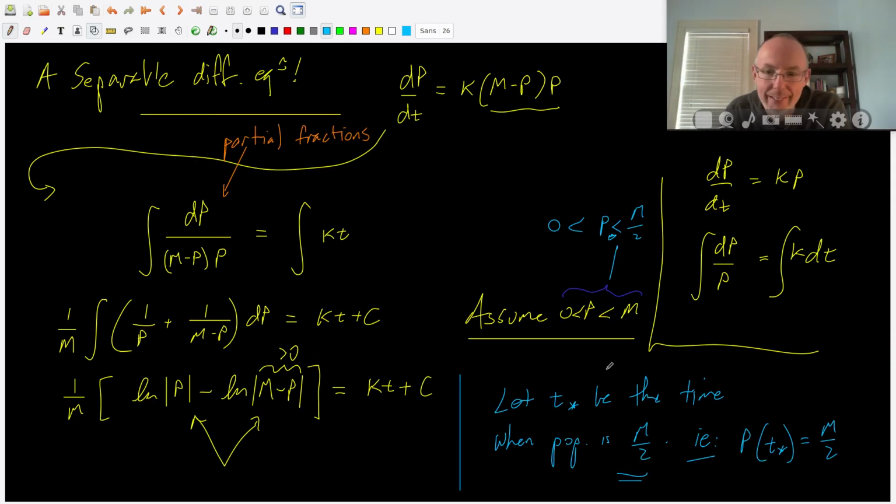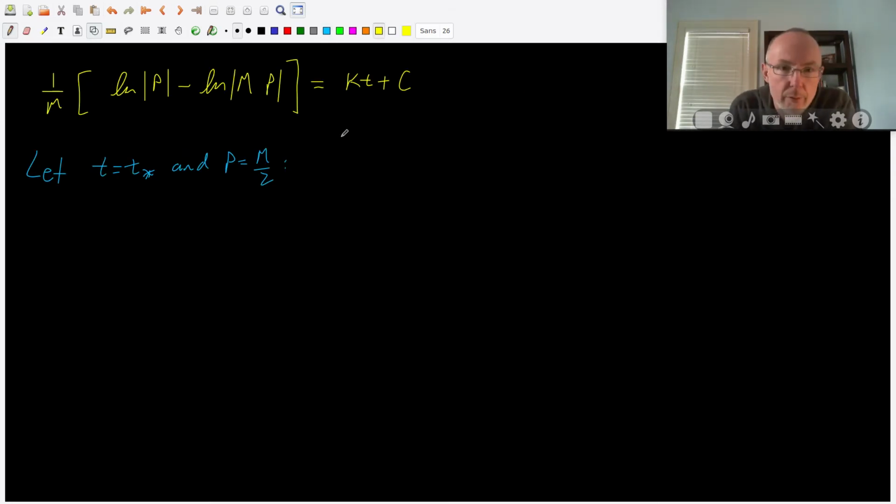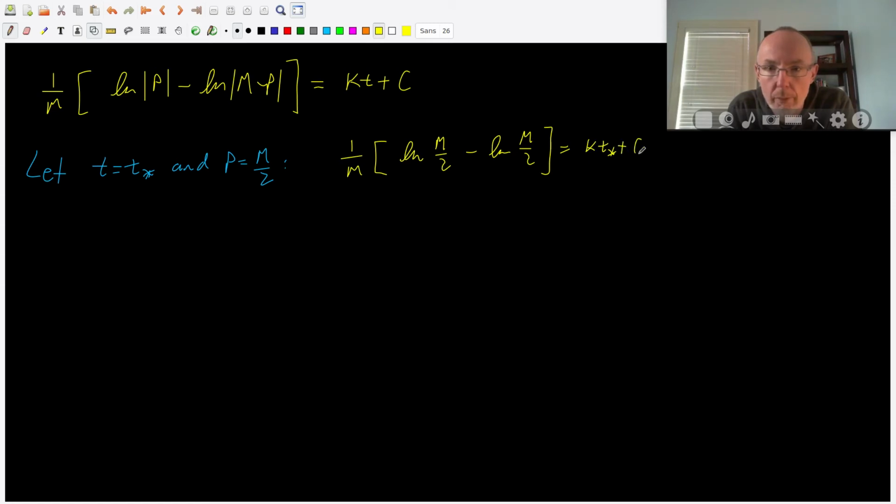And the nice thing about that is it lets us find this constant. That's essentially what we want to do. Find that constant c, and we're going to do it in terms of this kind of setup. So I'm going to take this on the next page. And you see the reason for doing that if I just plug in what we get when we make that substitution. So the population is m/2, so this becomes the natural log of m/2 minus the natural log of m minus m/2, which is in fact m/2. And then on the other side we get k t star, because that's the time now, plus c. All of this is 0, and so that tells us what c is. C is k t star in this setup.